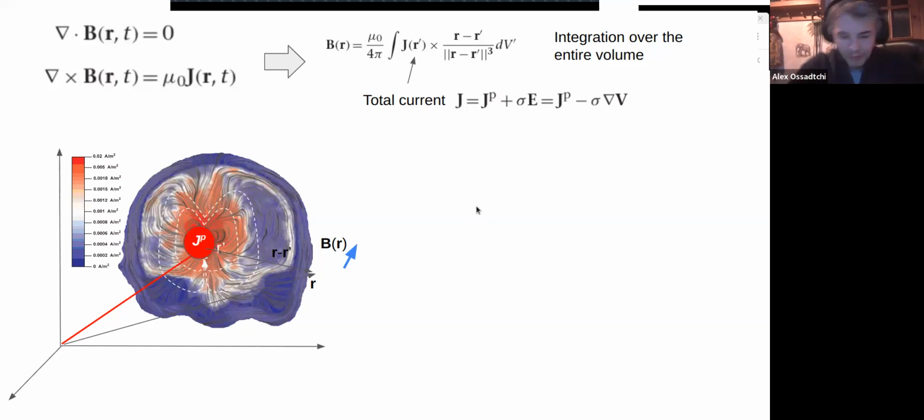Now, when we set the task of solving the forward problem, meaning that for each source in the brain, we want to find, in a set of locations where our sensors are, the magnetic field and electric potential at these points, right?